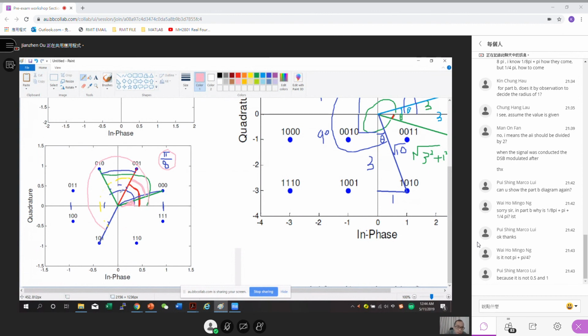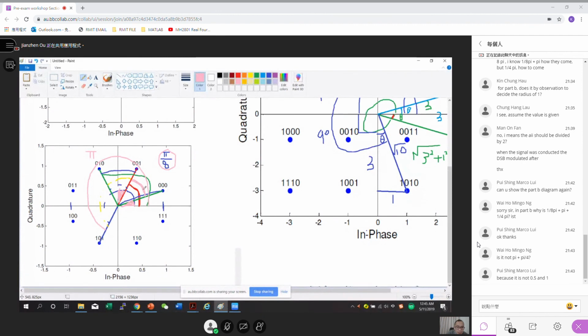Then from 001 to 101 is pi, because you can see it's a straight line here. And for this one, from 001 to 000, you can see this angle, and these angles are the same, because they share the same magnitudes, and because it's divided equally, right?